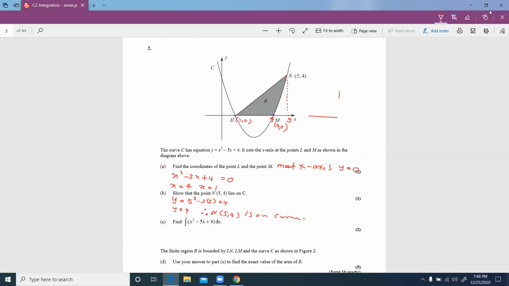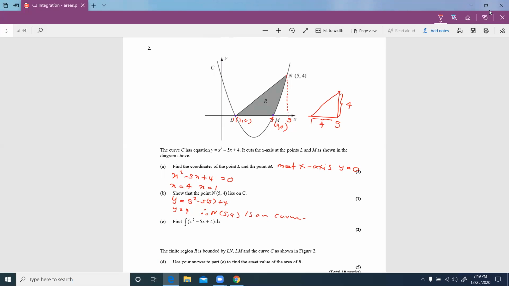Initially, I can find the area of this triangle. It's pretty simple. Here the x coordinate is 1, here the x coordinate is 5, and that means this length is 4. This length is 4. We know that here the x coordinate is 5, so the y coordinate is 4, the height is 4.